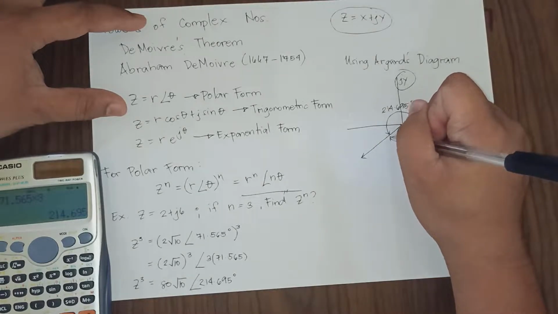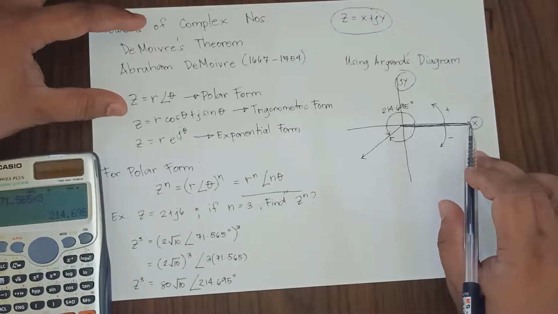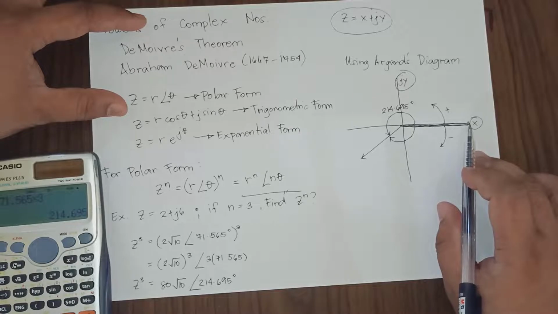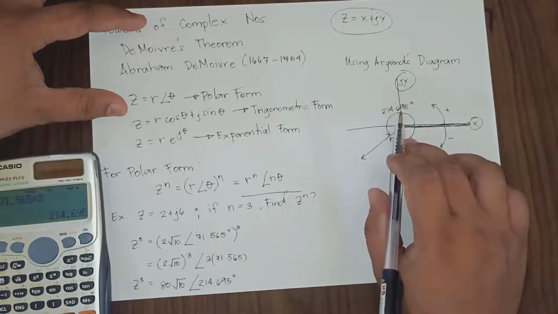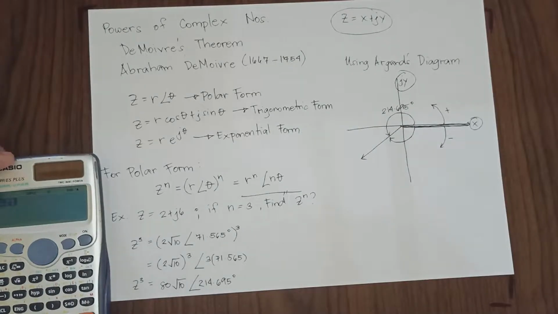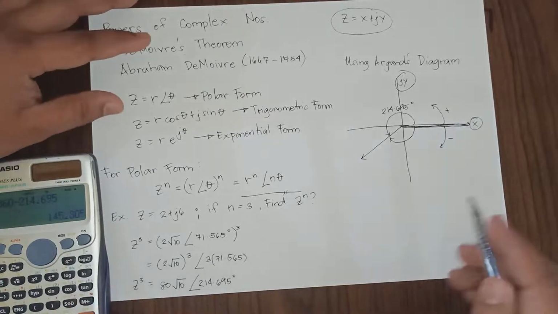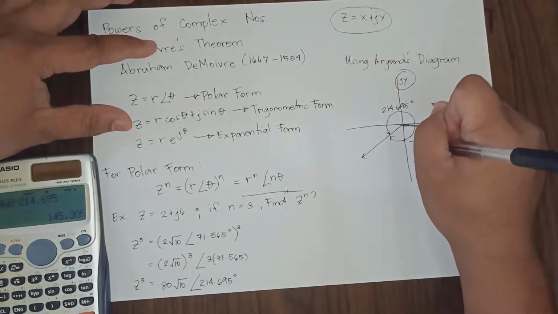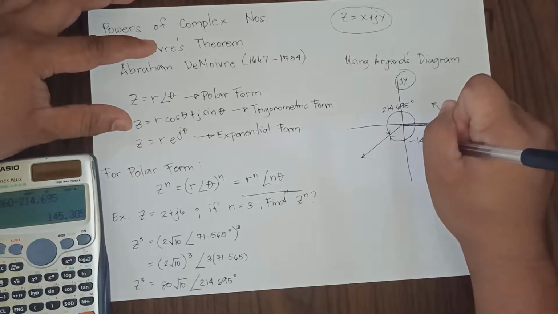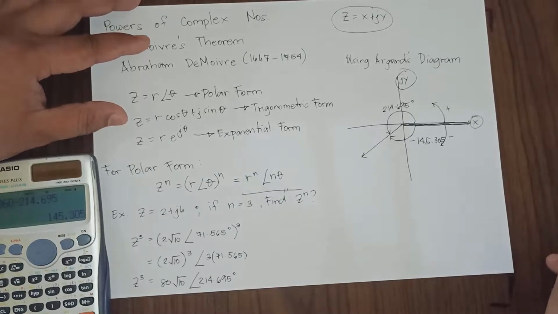Well, actually, pwede ninyo rin kunin yung negative niya. No? May equivalent value din yan. And that is 360 minus the 214.695, and that is ilan yan? Negative 145.305. So dalawa actually yung magiging sagot ninyo dyan, no?